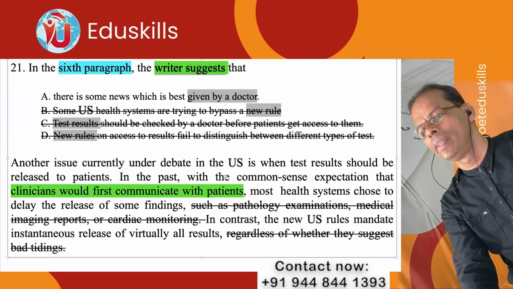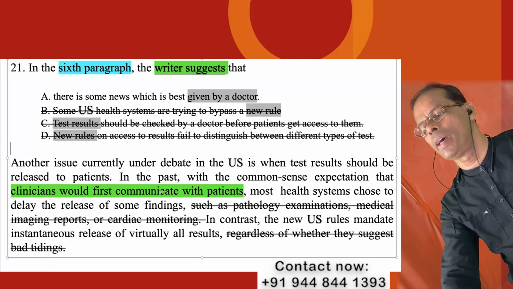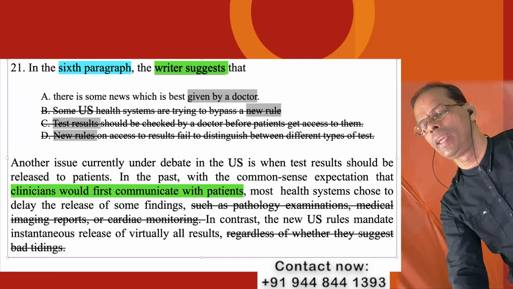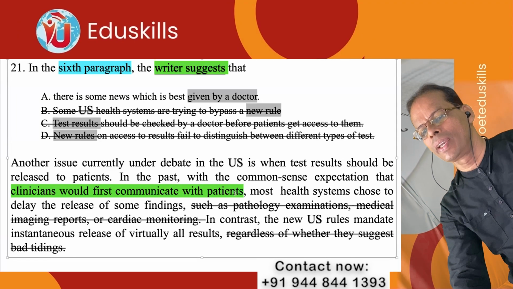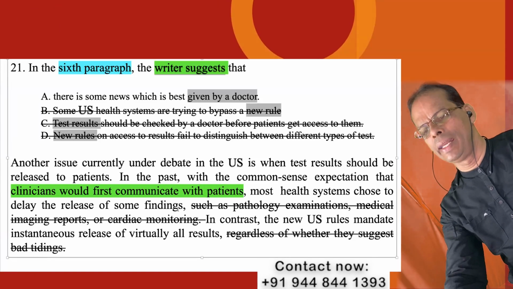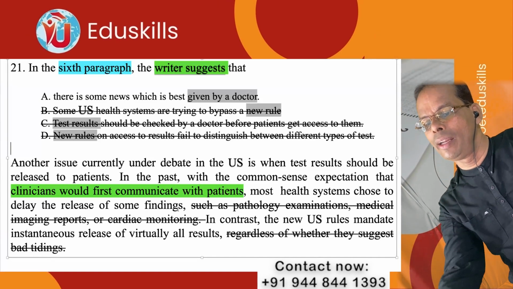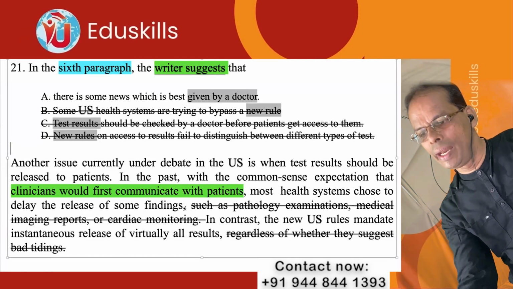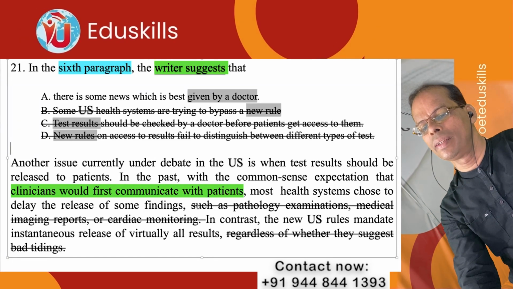Now I think you are not convinced of this answer. Why is this the answer, and the other things are not the answer? See, it says in the past, clinicians should first communicate with the patients. Then the next clause says most health systems used to delay the release of some findings. They used to delay, but that does not say the clinicians did not communicate. They used to delay, but the clinicians used to communicate.